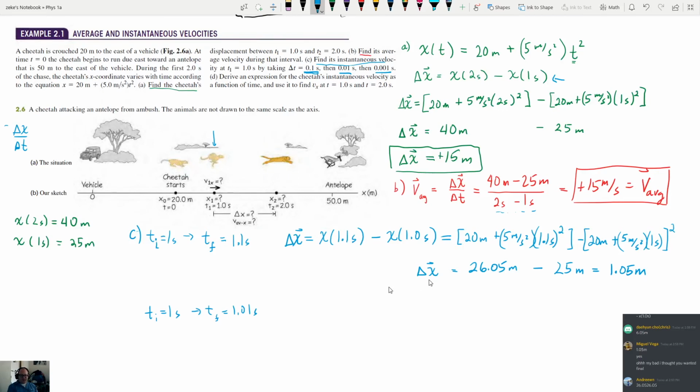And now if we want to find the average velocity, we just take 1.05. Yeah, you can definitely cancel out the 20 meters, that's for sure. I'm trying to go step by step. Okay, 1.05, we divide by the time interval, which is going to be 0.1 seconds, right? Or 1.1 seconds minus 1 second. So now we're going to get like 10.5 or something, right? So the average velocity now is 10.5.